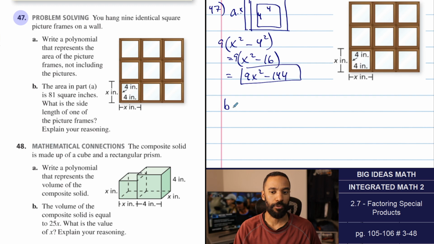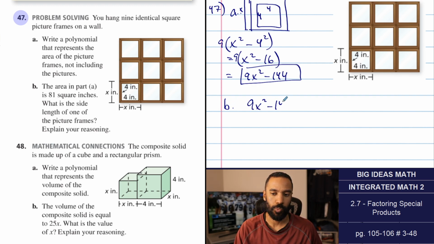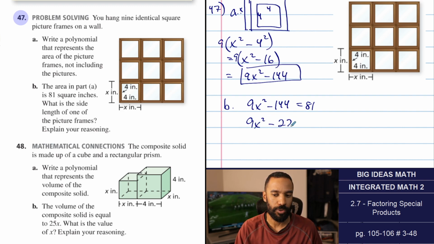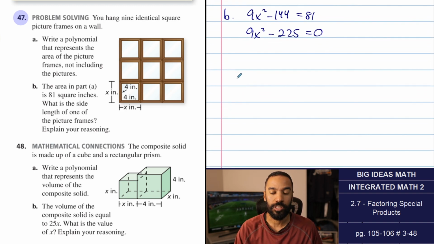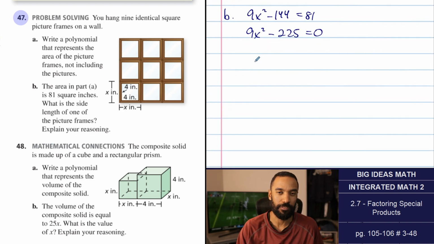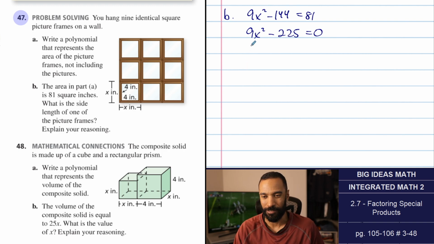Because on part B, I don't know if this should work out, I hope, but on part B, now we say 9x squared minus 144 equals 81. And now if I subtract 81 over, maybe that's a perfect square. That's negative 225. Okay, that works a lot better because you could solve it with the other thing. It just won't be a difference of 2 squares. And this whole thing is focused on a difference of 2 squares.